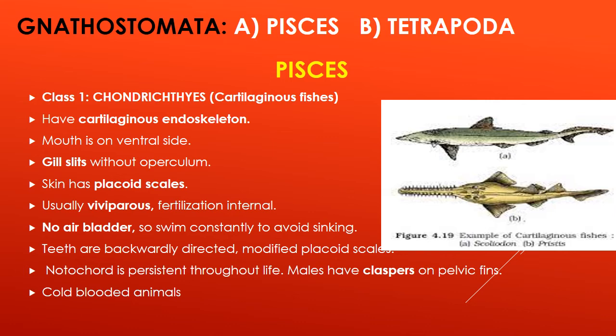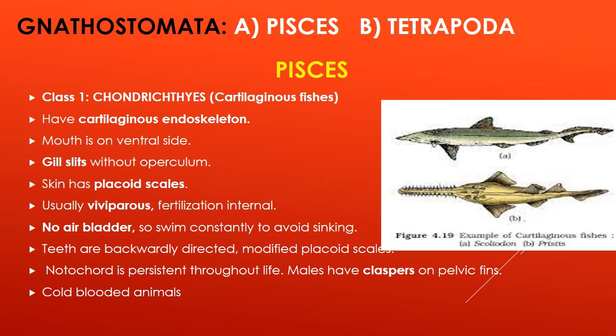Cartilaginous fishes have a cartilage endoskeleton. Mouth is on the ventral side. Just imagine a shark. Where exactly is the mouth situated? On the ventral side. They have gill slits, yes. But is there an operculum like normal fishes? No. Operculum means covering of the gills. Skin has placoid scales. Please remember this placoid scale. Chondrichthyes, placoid scales. Usually viviparous.